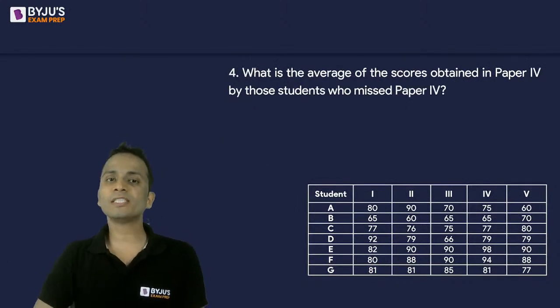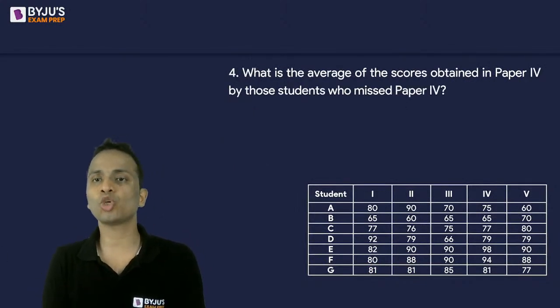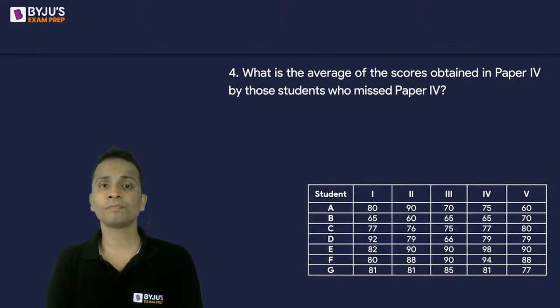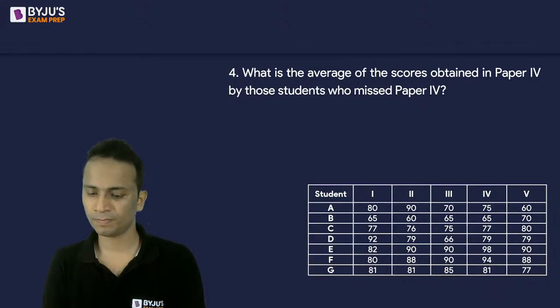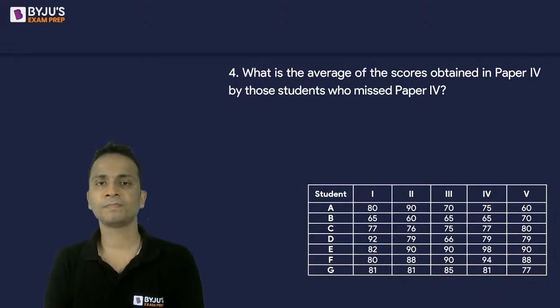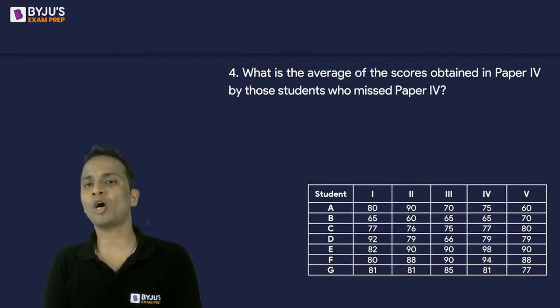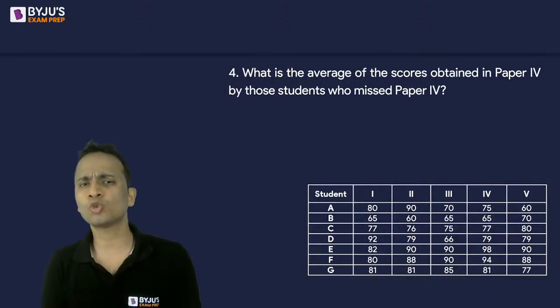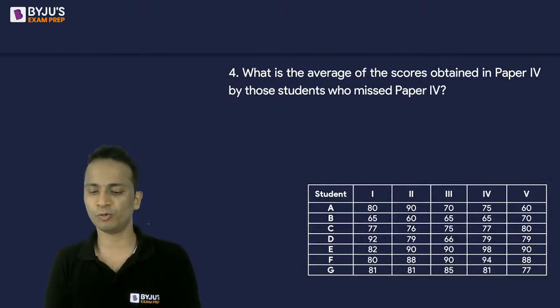Last question of the set. What is the average of the scores obtained in paper 4 by those students who missed paper 4? What is the average of the scores obtained in paper 4 by those students who have missed paper number 4?